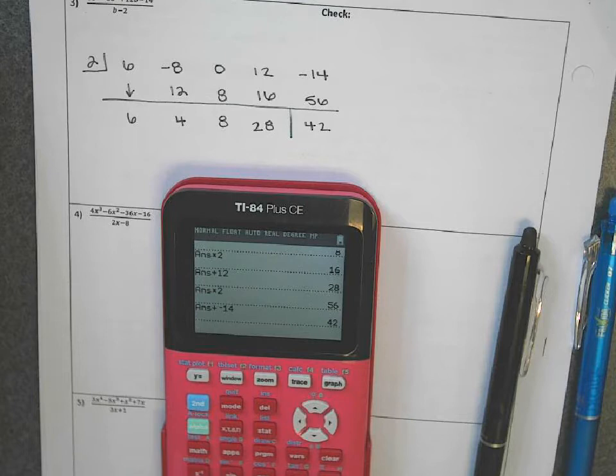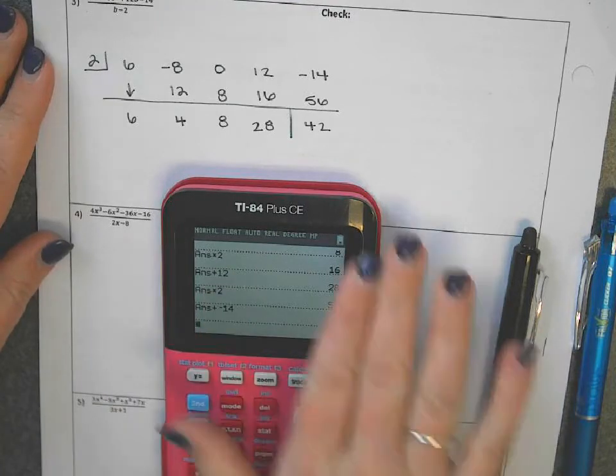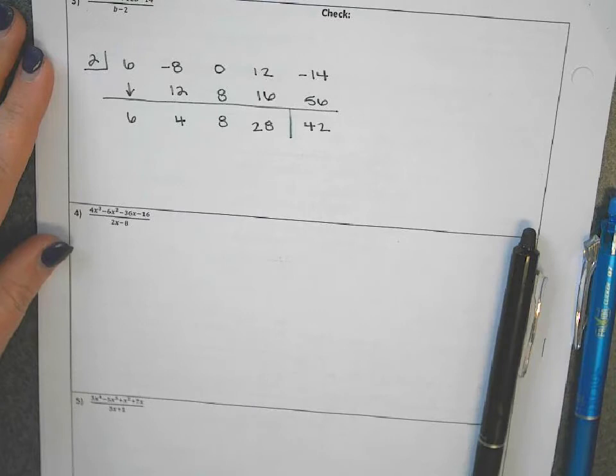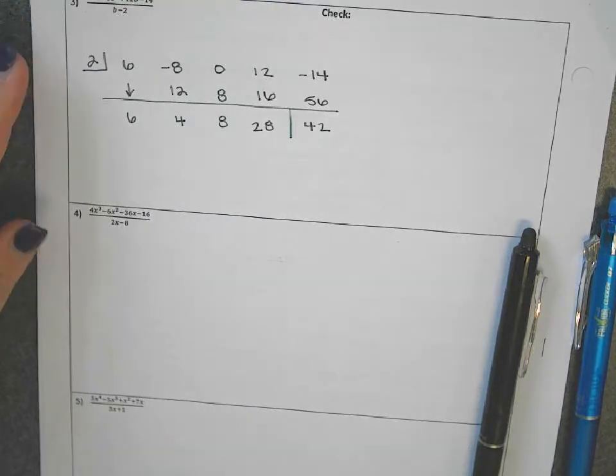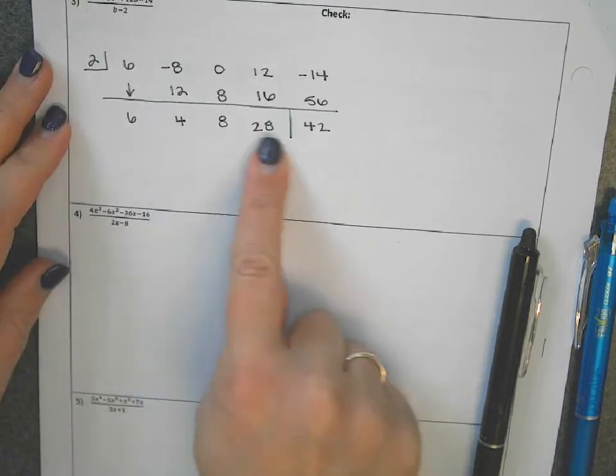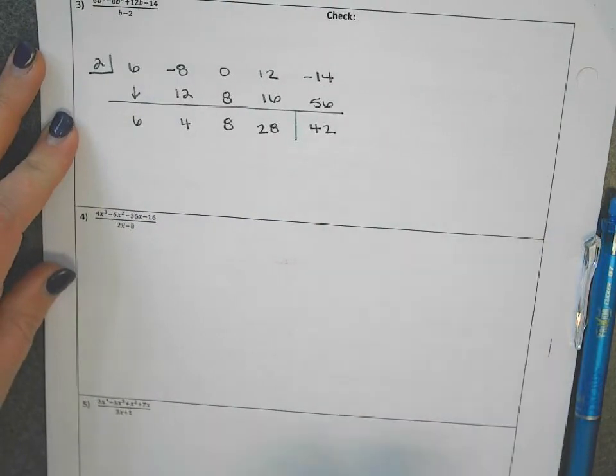Does that make sense? So it's very easy and quick to use your calculator just to double check that, because you don't want to mess up on the adding or multiplying, because that's the simple stuff. Okay? So then how do I have this? How do I write my answer from that?